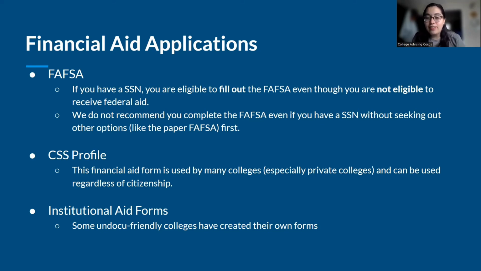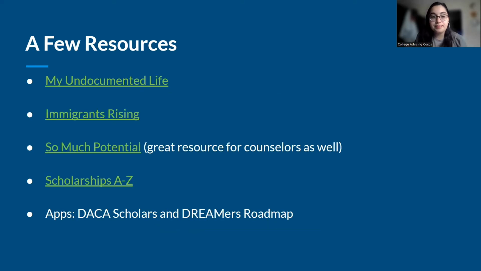Some schools also have institutional aid forms that are specific to them. So maybe the schools give out their own financial aid, but they do not use the CSS Profile. They will have different forms for you to fill out to prove your family income, to see how much aid you qualify for if you are not able to fill out the FAFSA.